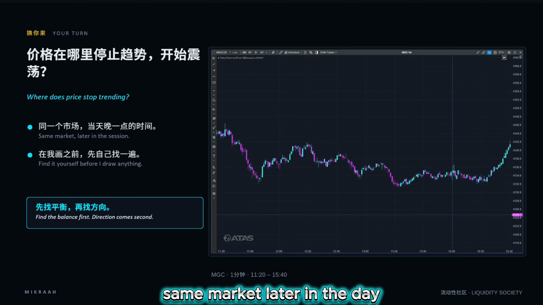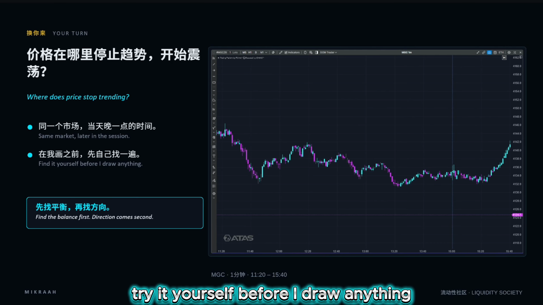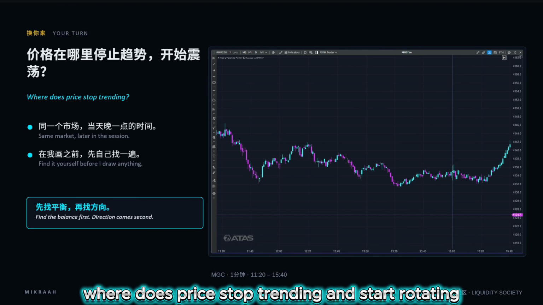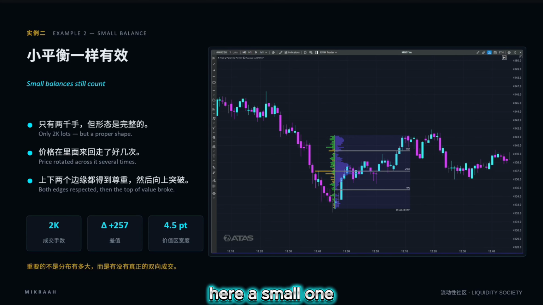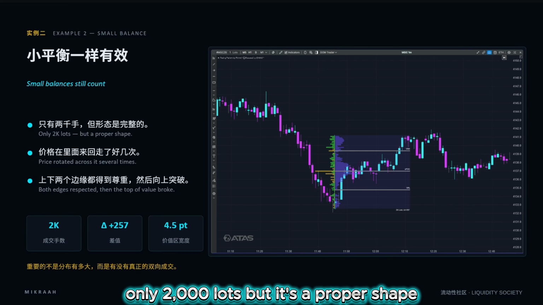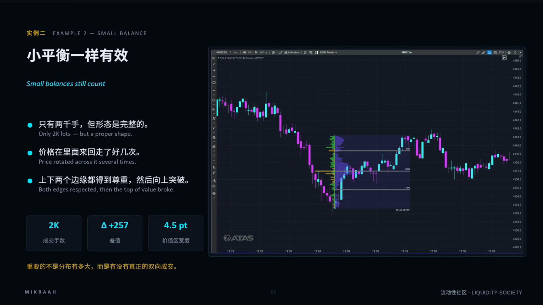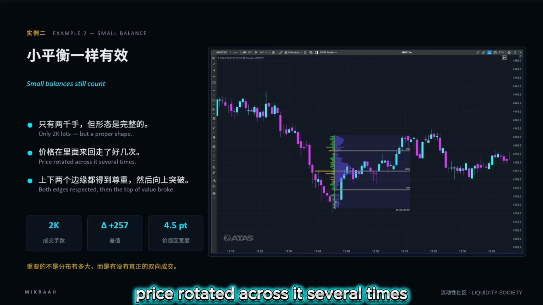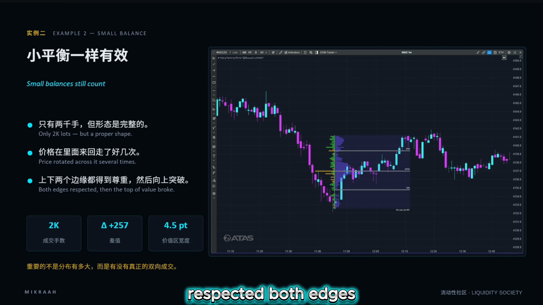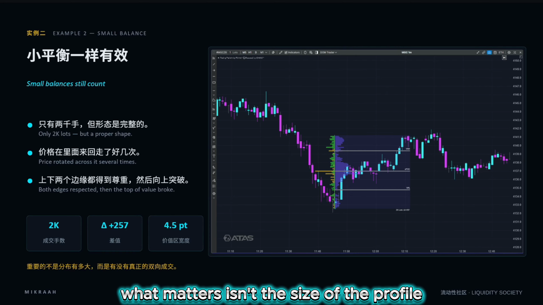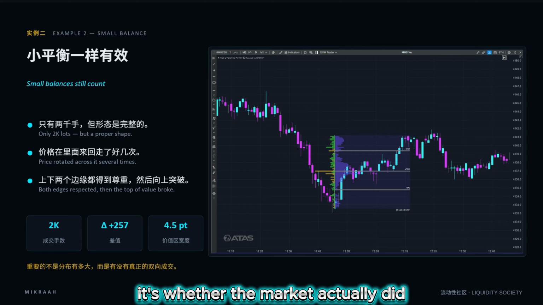Okay, now same market later in the day. Try it yourself before I draw anything. Where does price stop trending and start rotating? Here, a small one, only 2,000 lots, but it's a proper shape. Price rotated across it several times, respected both edges. Once, it broke out of the top value and it kept going. Small balances still count. What matters isn't the size of the profile, it's whether the market actually did two-sided business inside of it. The buyers and the sellers interaction.